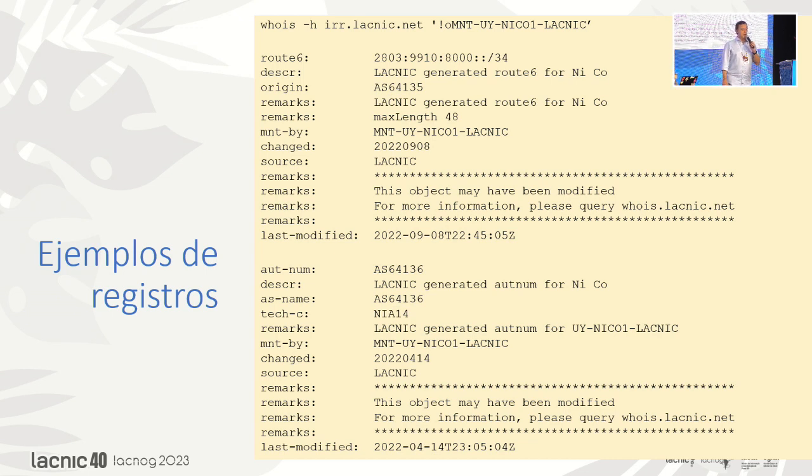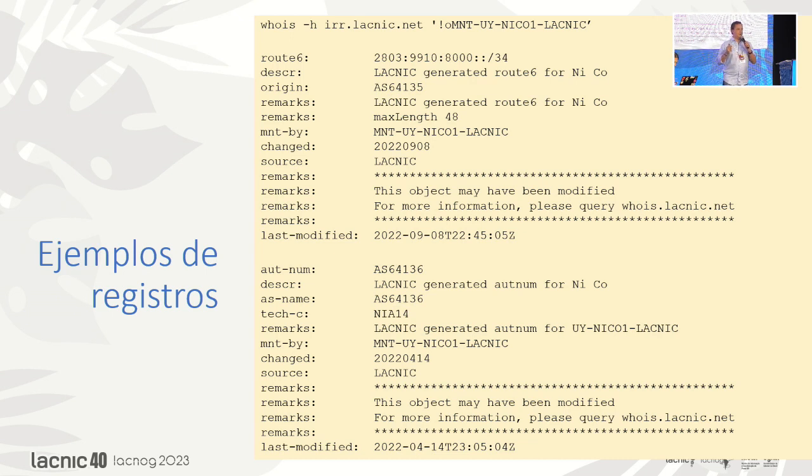And the route6 object is 2803:9910:8000::/34. And it says that the origin autonomous system is 64135. Then there is additional information on who is the maintainer of that object, when this was changed, and a couple more things. But the most important thing is the prefix and the origin AS. And the IRRs have other objects, for example, the aut-num, the route, route6 for IPv4 and IPv6 routes. In the case of LACNIC IRR, this is a more reduced IRR.